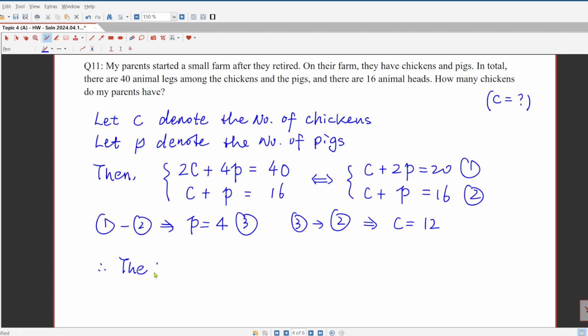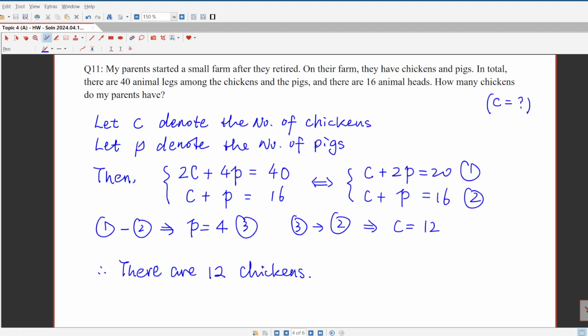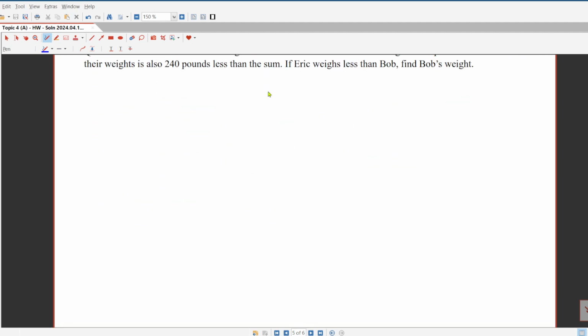And again, you should make the final conclusion. So there are 12 chickens in the farm, right? Did you get it? Okay, any questions here? Alright, if not, let's see the next one.